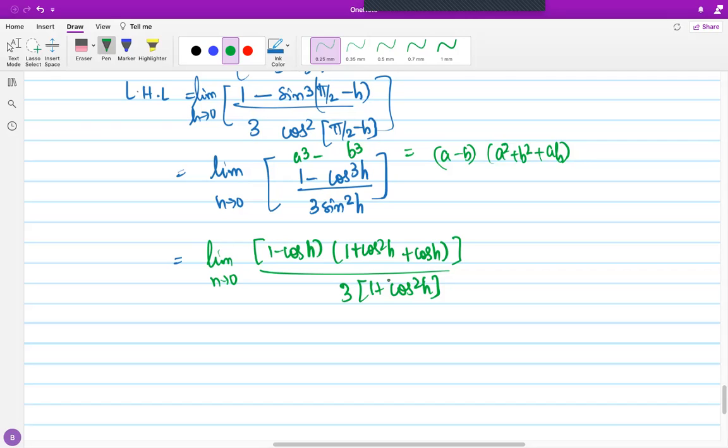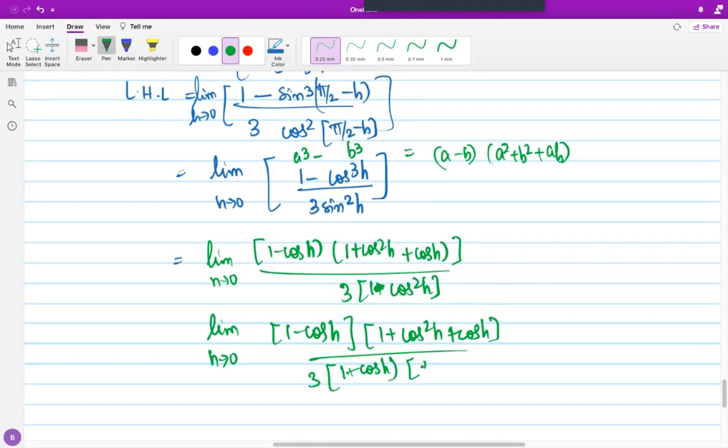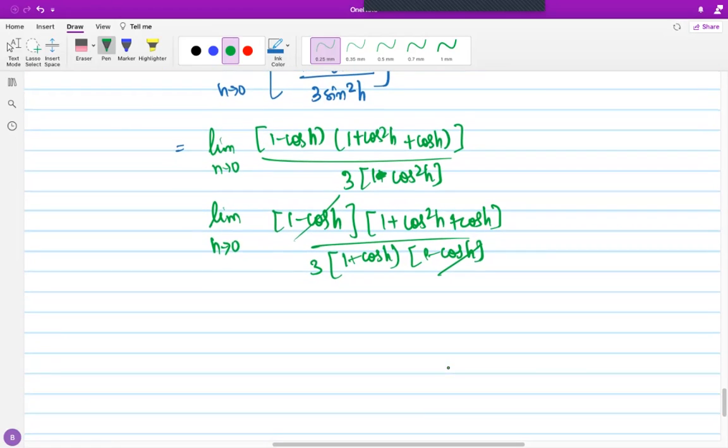I think we can change the denominator, 3 sine square h. Since sine square h has 1 minus cos square h, I can split it up. That is (1 minus cos h) into (1 plus cos h). So divided by 1 plus cos h, and here 1 minus cos h, so I can cancel this. Then later I have to substitute h.